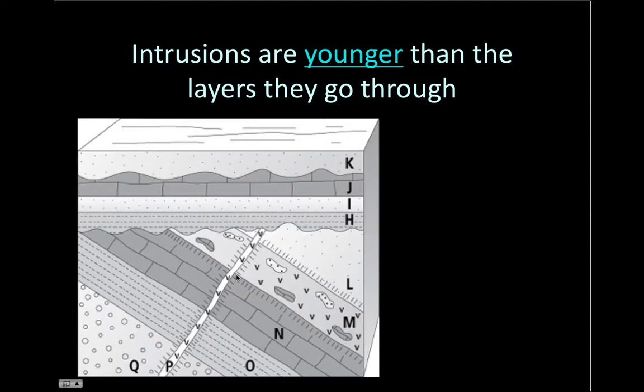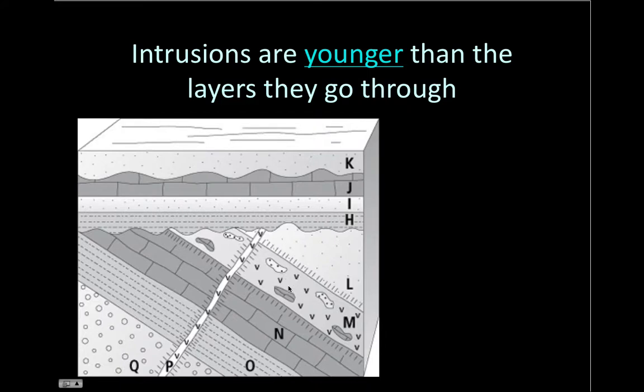Now if you have an intrusion, so here there's actually two intrusions. It's very hard to tell from an illustration what the rock types are. So they've put little V's here to tell us that this is an igneous intrusion cutting up. We have a dike labeled P, and we also have a sill, which is horizontal and goes between the layers. It goes between L and N. And so these things have to be younger than what they go through. So that tells us that Q, O, N, and L all formed first, and then they were cut through by this dike and this sill.